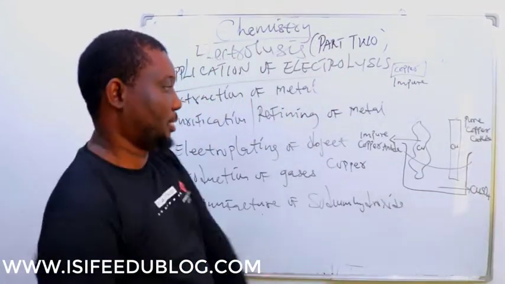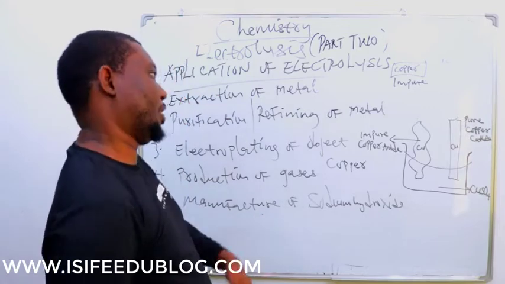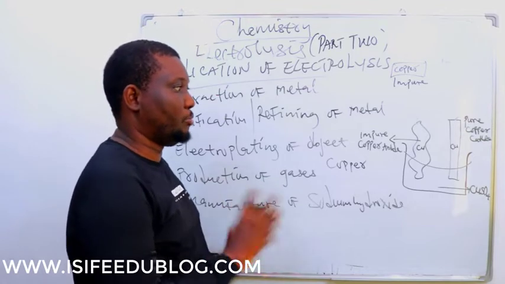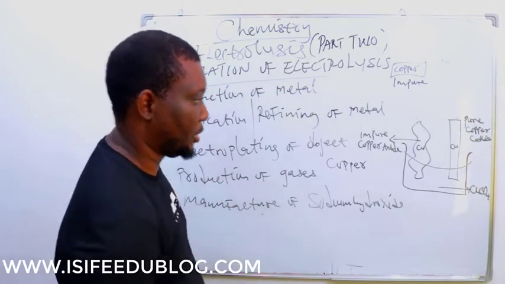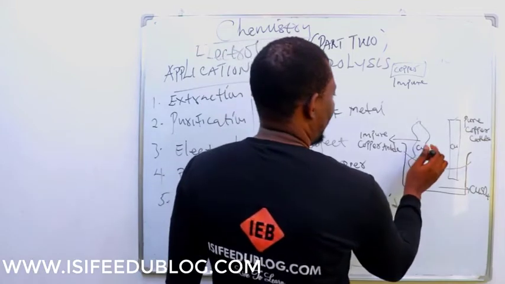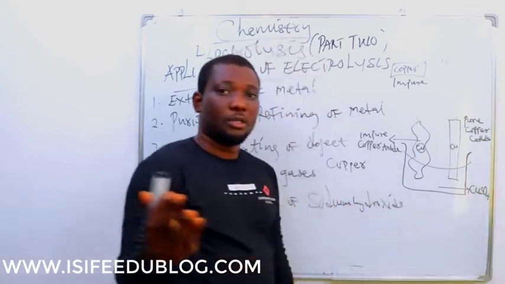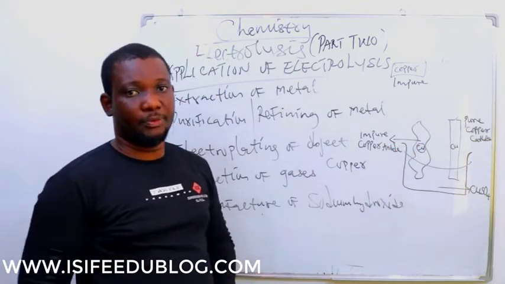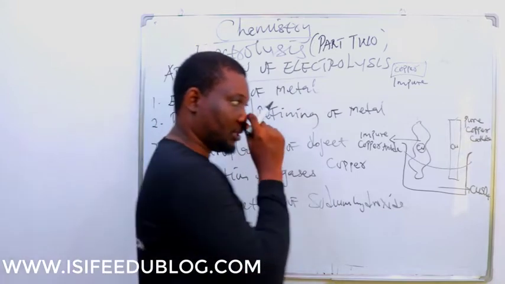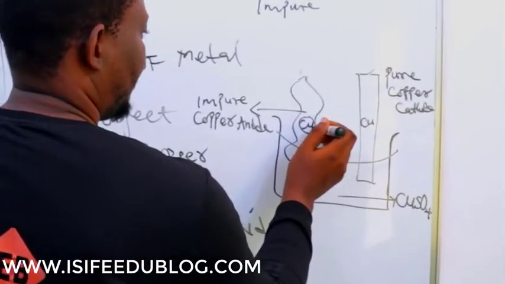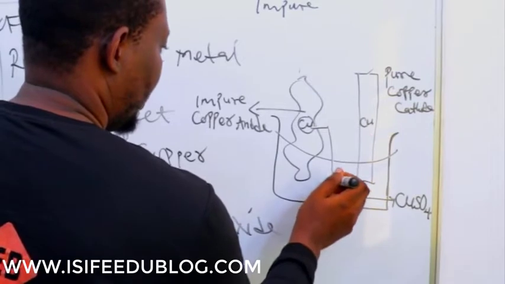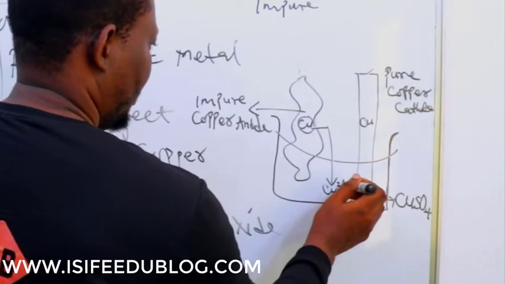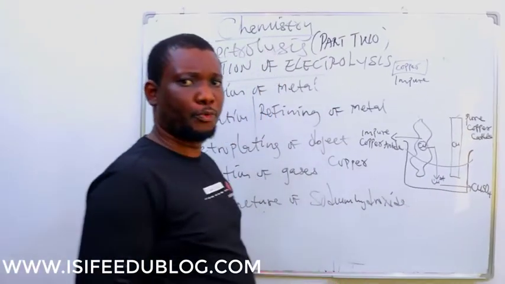What is necessary is that in purification, the impure copper should be made the anode, and the pure copper should be made the cathode. Then during the electrolysis, copper from the impure anode, because when I discussed nature of electrode, I said these two electrodes are very active. Since they are active, copper from this impure plate goes into the solution, losing electrons to form copper(II). You lose the electron to form copper(II).